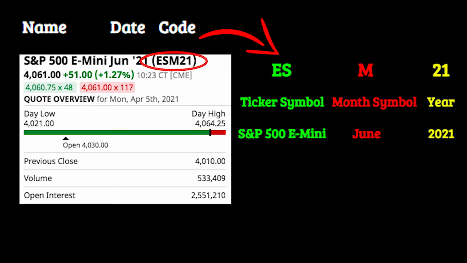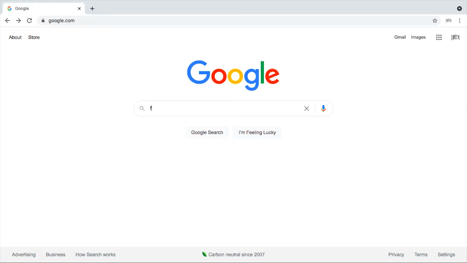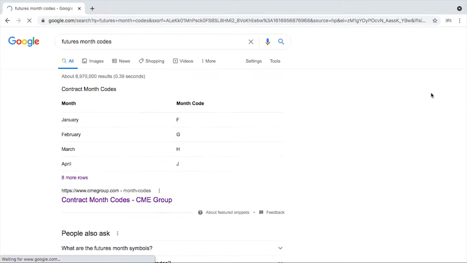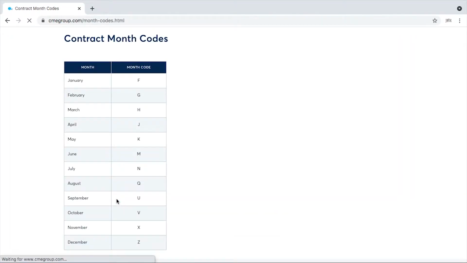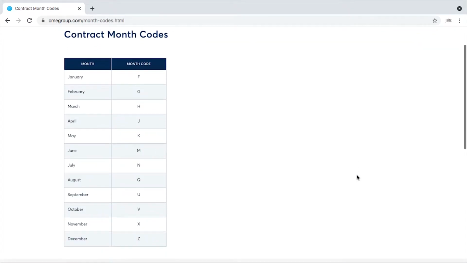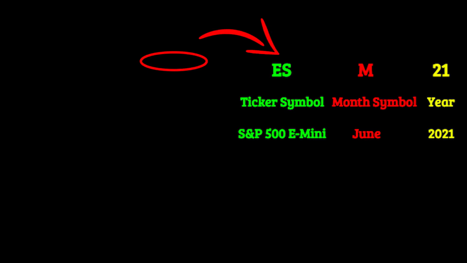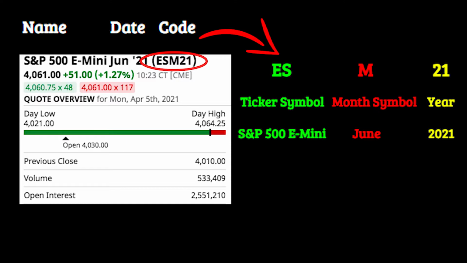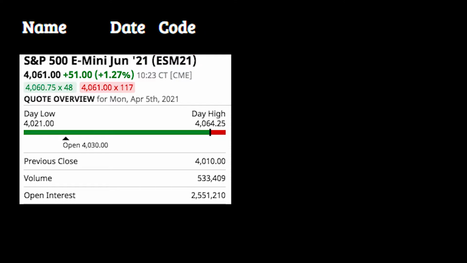Now, if you want to find each month symbol, just Google futures month codes, and you can find it in the first result. And here we go, each month with its corresponding symbol. June is M. And now we know how to read the contract code. Just remember, the first part is the ticker symbol or the name. The second part is the month, and the third part is the year of expiration.